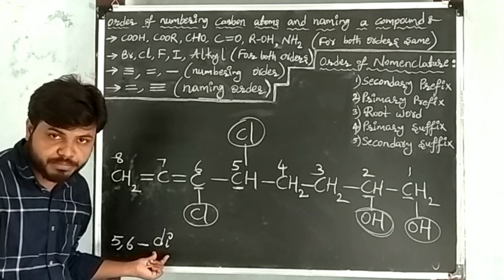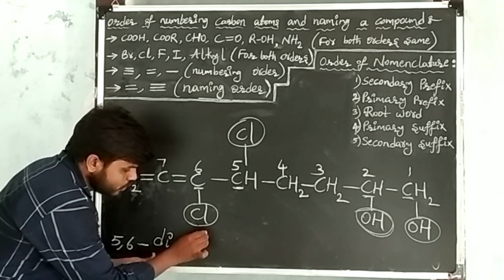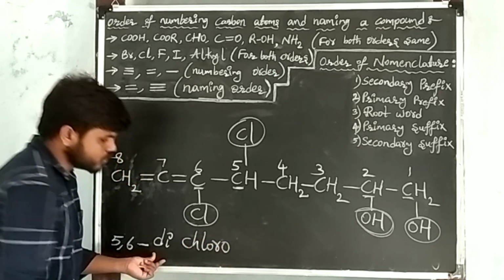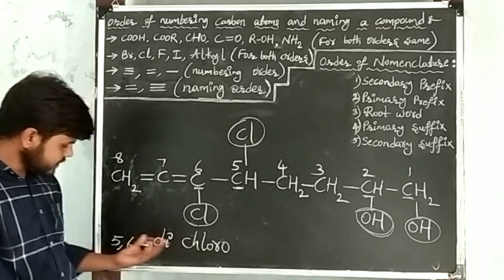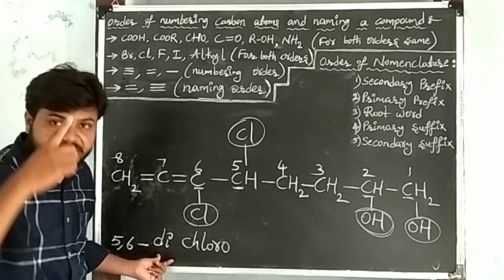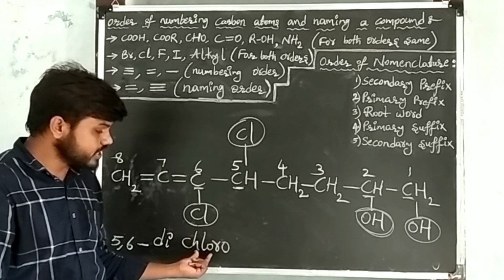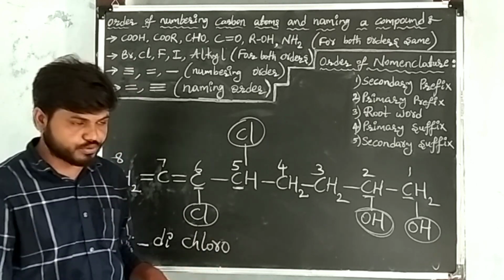After writing the numerical prefix, write the prefix of chlorine. The prefix of chlorine is chloro. I have written the positions, and after writing positions, how many times it is repeated, that I have also written. After writing the repetition times, write the prefix of chlorine, that is chloro.